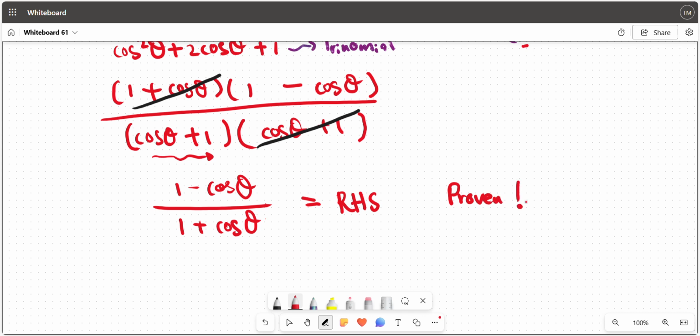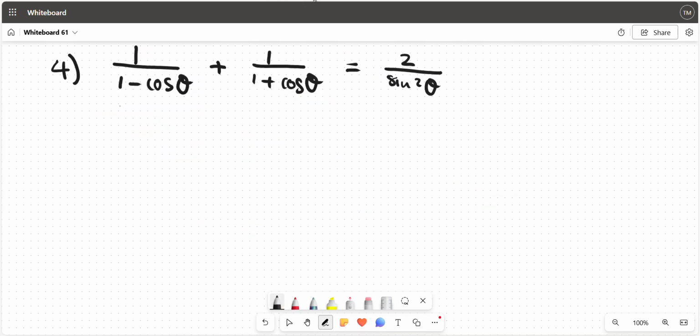All right. So let's do one more of these type of trig identities, and then we're going to call it a day. All right. So this is question number 4. We're given this trig identity here. Again, we do need to work with the left-hand side. It is quite easy to simplify the left-hand side. So let's take the left-hand side.